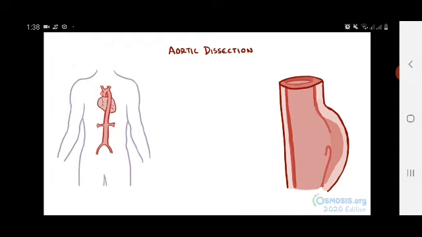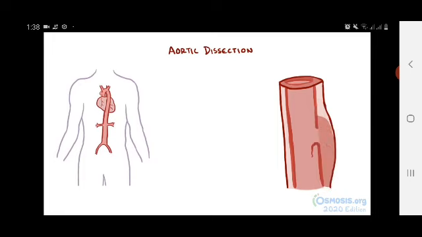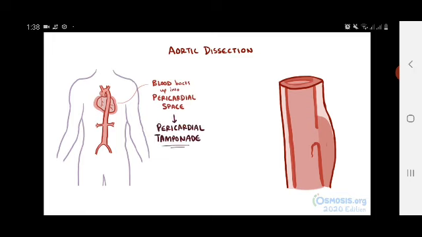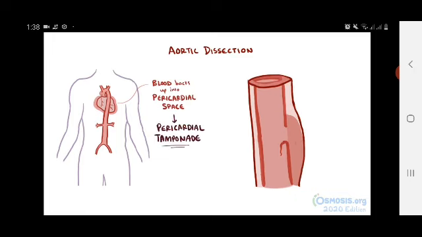Aortic dissections cause a whole bunch of other problems too. A lot of complications are related to where the blood in the false lumen flows. The blood could flow back up the aorta to the heart and enter the heart's pericardial space, filling it with blood and causing pericardial tamponade, a really, really bad and potentially fatal situation.